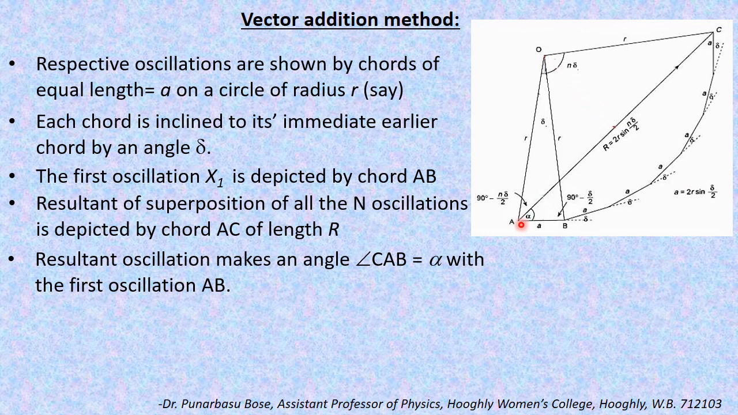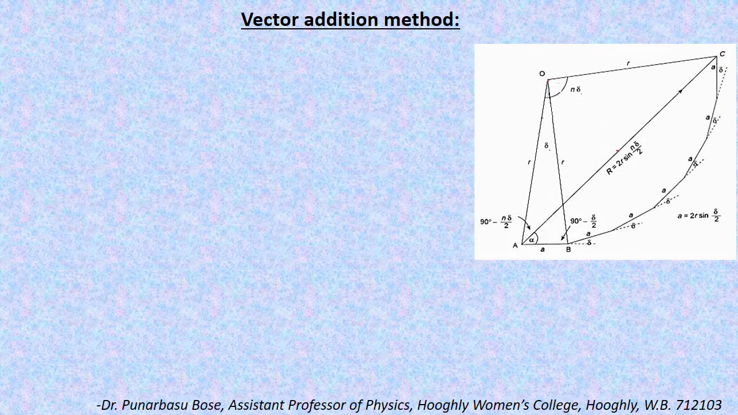Now, the resultant oscillation makes an angle alpha with the first oscillation direction, that is with the direction of AB. Alpha is the angle it is making. So we have to find out the magnitude and direction of the resultant vector, that is, we have to find out the length of vector AC and the angle, R and alpha.